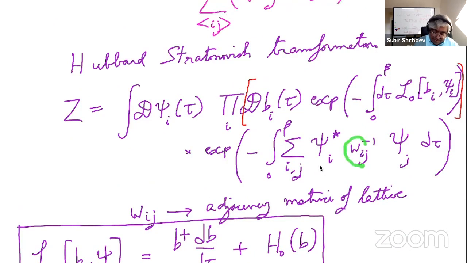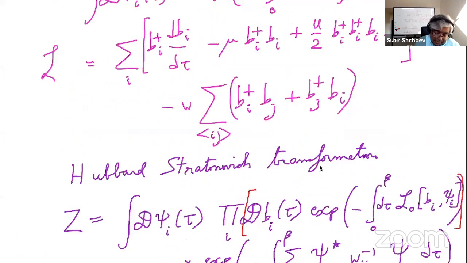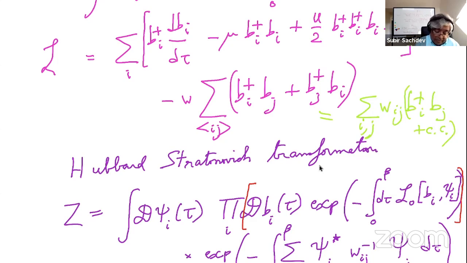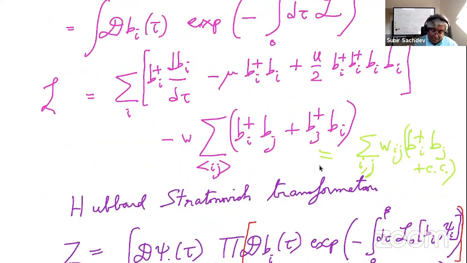And what is this strange W_ij? Well, W_ij is a matrix, and this is the inverse of that matrix, called the adjacency matrix of the lattice. Meaning I can rewrite this term here. This term is equal to the sum over i, sum over j, matrix W_ij, b dagger i, b_j, plus complex conjugate. So this just means that W_ij is an n by n matrix, we have n sites, and it's equal to 1 when i and j are nearest neighbors, and equal to 0 otherwise. So you take that matrix and you invert it, and that's what appears here.